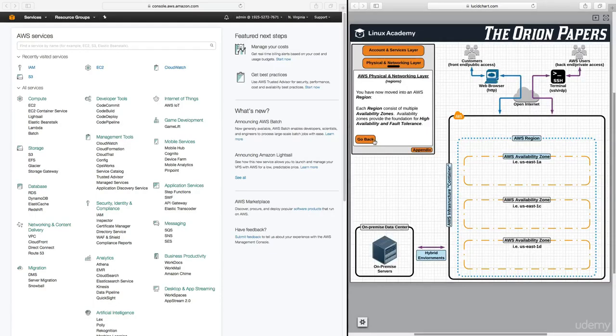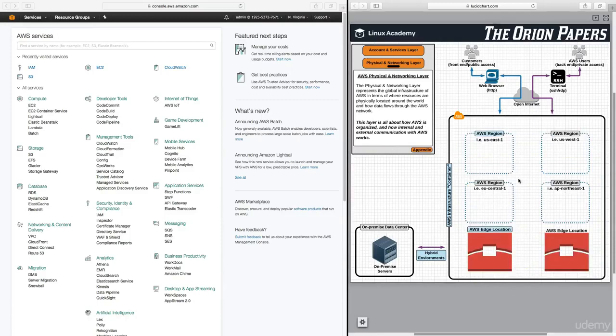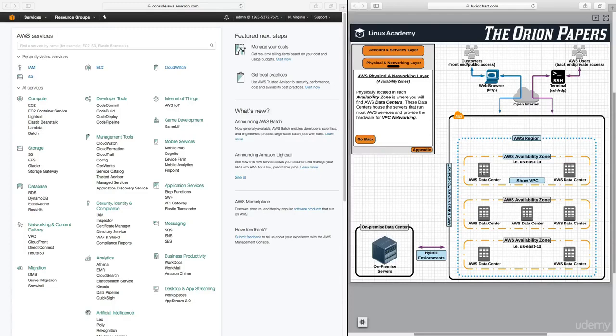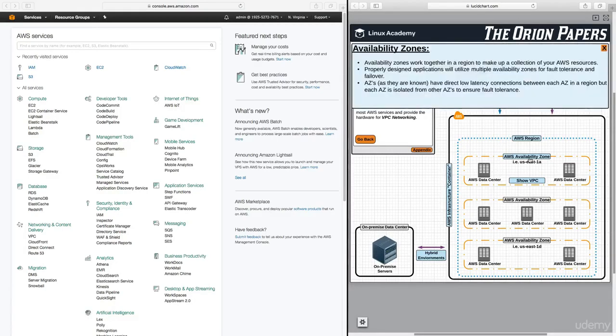So again, understanding that, AWS is made up of regions and edge locations. Within each region, there are multiple availability zones. The availability zones are where the actual data centers are located. Within a region, there are generally 3 or 4 availability zones. Availability zones work together in a region to make up a collection of AWS resources. But properly designed applications will utilize multiple availability zones for fault tolerance and failover.